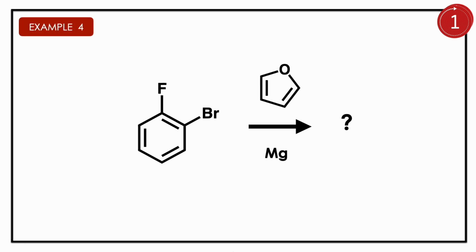Then the next example: you have benzene with two halogens, fluorine and bromine. You are reacting with furan and magnesium. You should find what the final product will be.